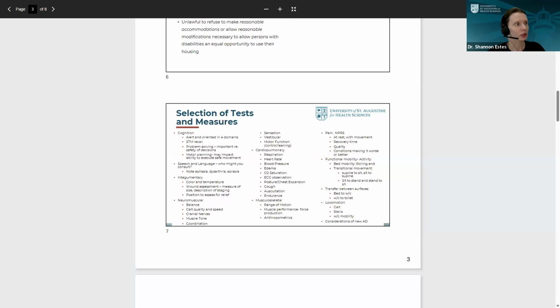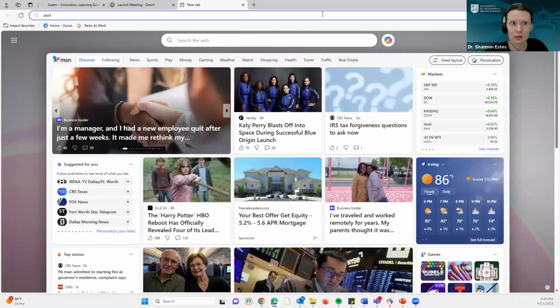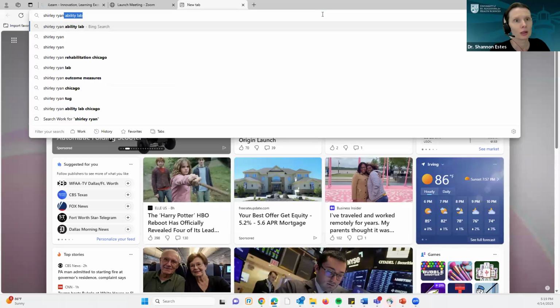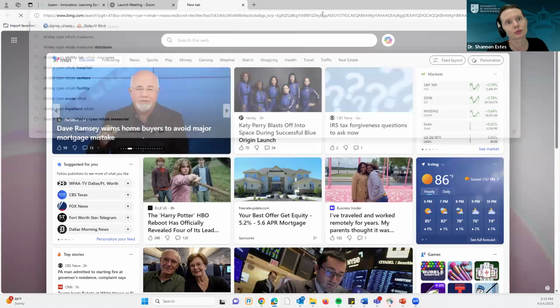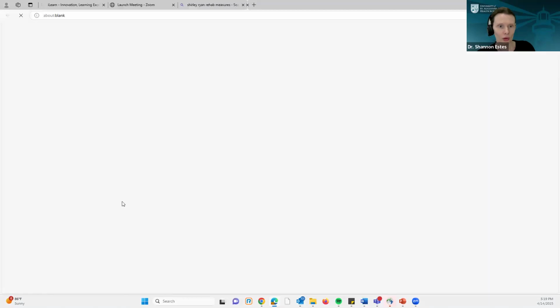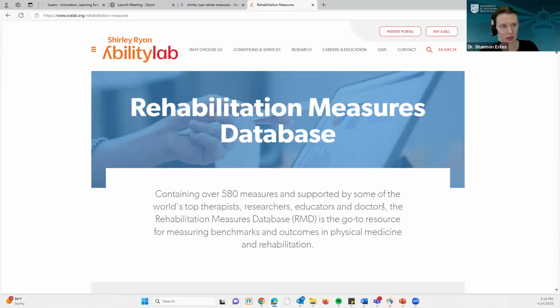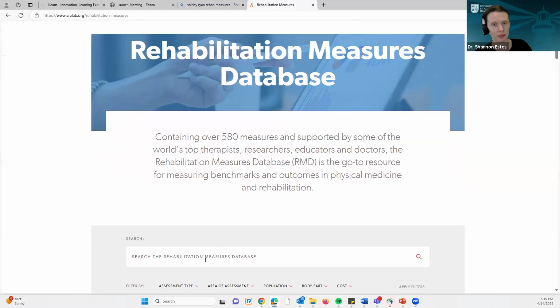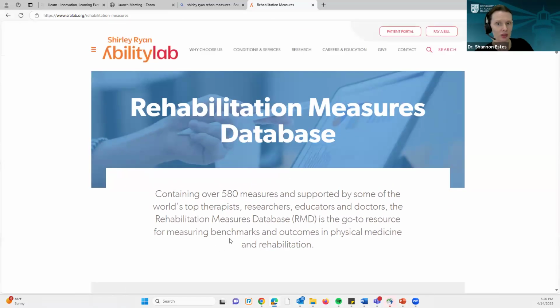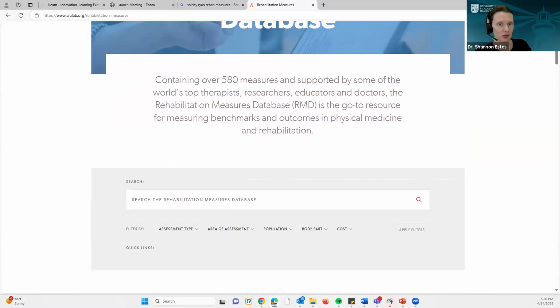Give me a second, I'll show it to you. I'll actually share it on my screen so that you can see. So this website, it used to be called Rehab Measures because before Shirley Ryan became what it is, it was the Rehab Institute of Chicago. When you go to the APTA website, this is what they're going to refer you to most of the time for outcome measures. So when you go to Rehab Measures specifically, it'll give you this tool here.